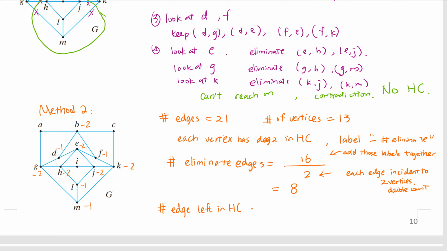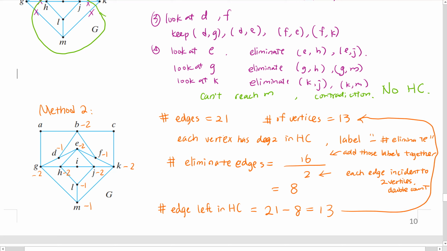If there is a Hamiltonian cycle, we use 21, the total number, minus the number of eliminating edges. So 21 minus 8 is, well, the answer is 13, and it turns out this is the same as the number of vertices. Which means this method fails in this case.